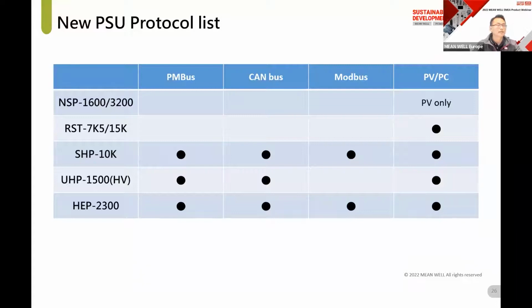This table shows the new products by protocol. Most of the high-power models have PMBus and CAN bus versions. Modbus is also available in the SHP and the HEP. Note that the NSP series has a PV function only. If the customer needs a PC function or parallel function, please check the RSP series.